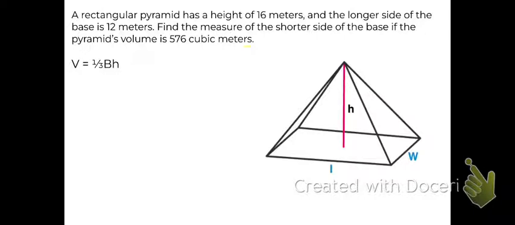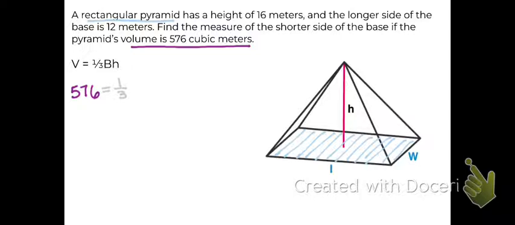So first, V is for volume, and the volume is 576. To find the volume, we multiply 1/3 times the base, which is a rectangle here. They're calling it a rectangular pyramid, so we know the base is a rectangle. And to find the area of a rectangle, you just multiply length times the width. So can we find the area of that base?